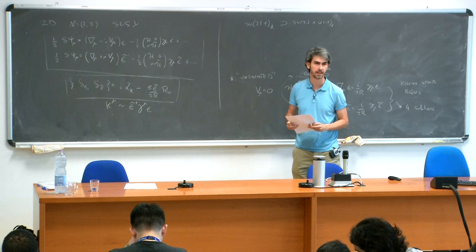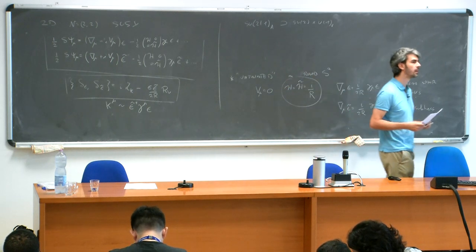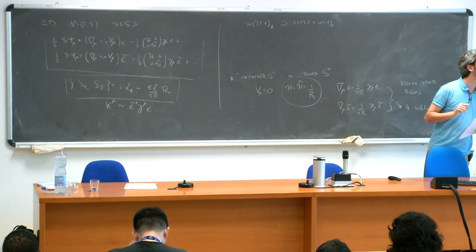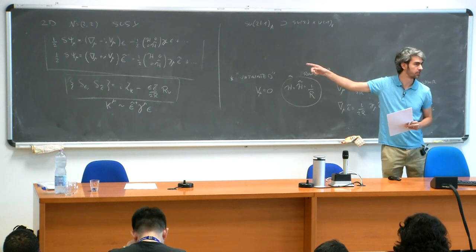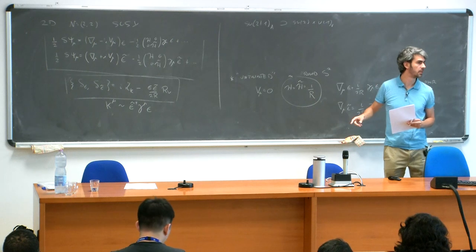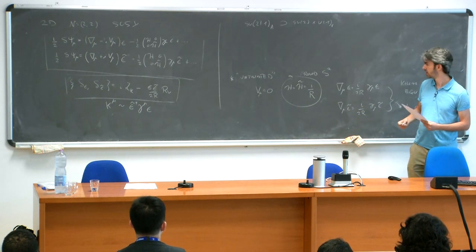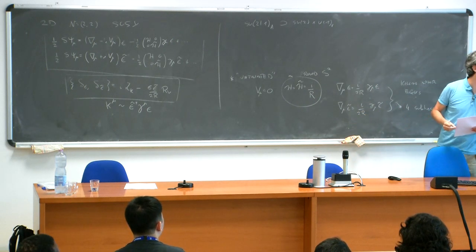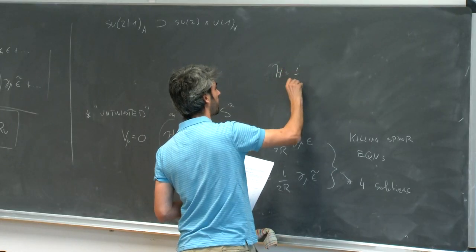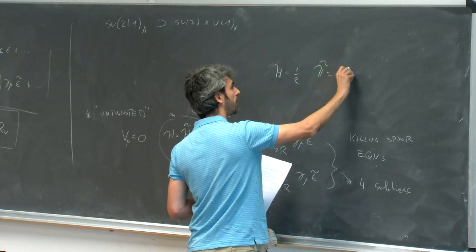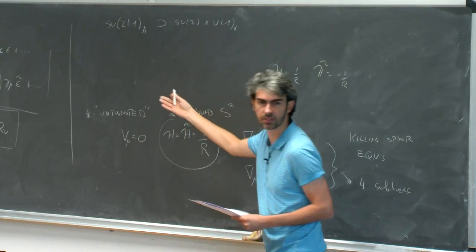Any question? Can you use the chosen H tilde as minus I? Well, that doesn't solve the equations. You can put a minus sign. So I can try to do H equal I over R, H tilde equals minus I over R. It just doesn't solve the equations.